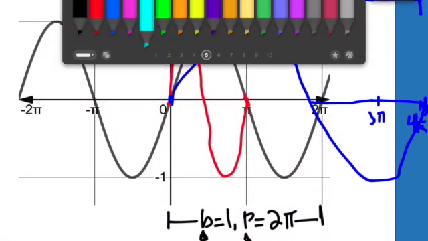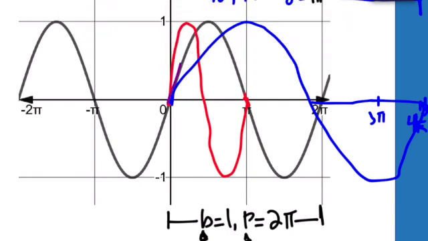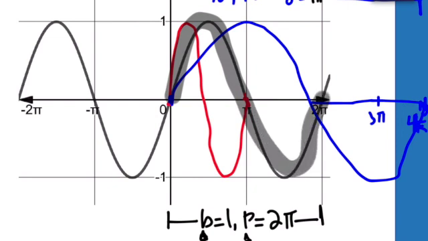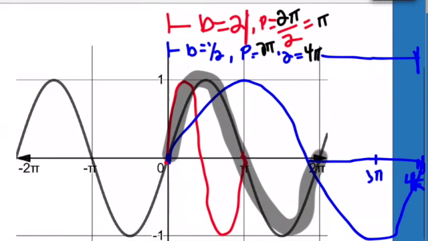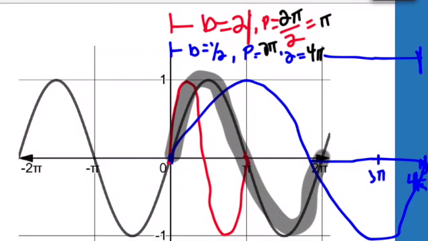So if we go to the original, we can see that in the original graph, the b value is 1 and the period is 2 pi. And then as the b value gets bigger, the period is now going to get shorter, right? So notice how the width of the graph is now getting changed. That's what the b value does. It changes the horizontal width of your graph.